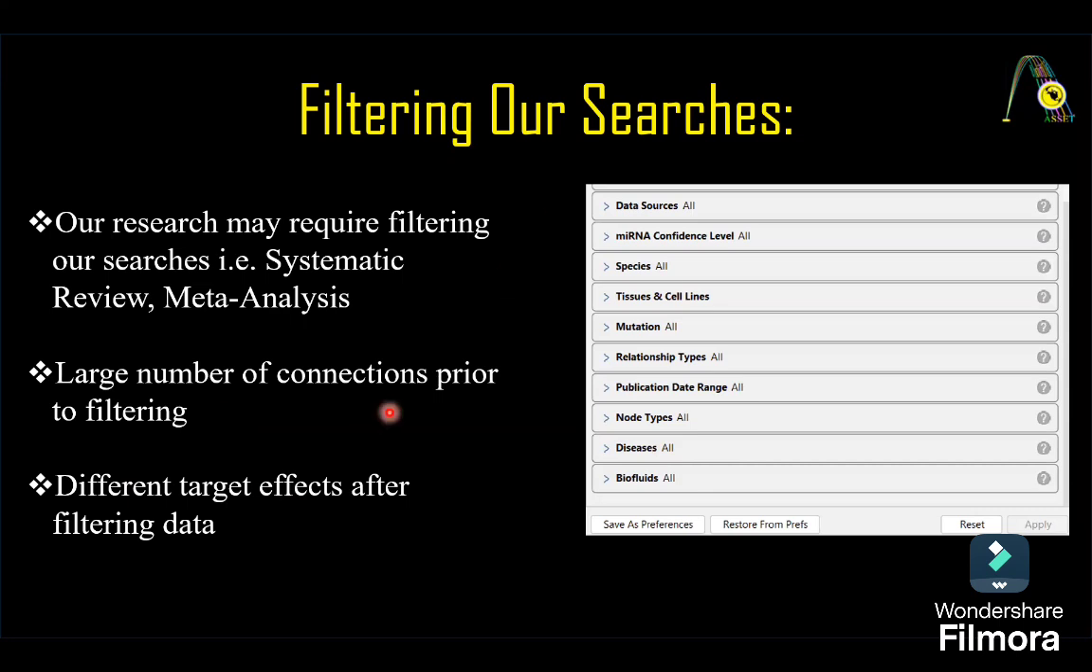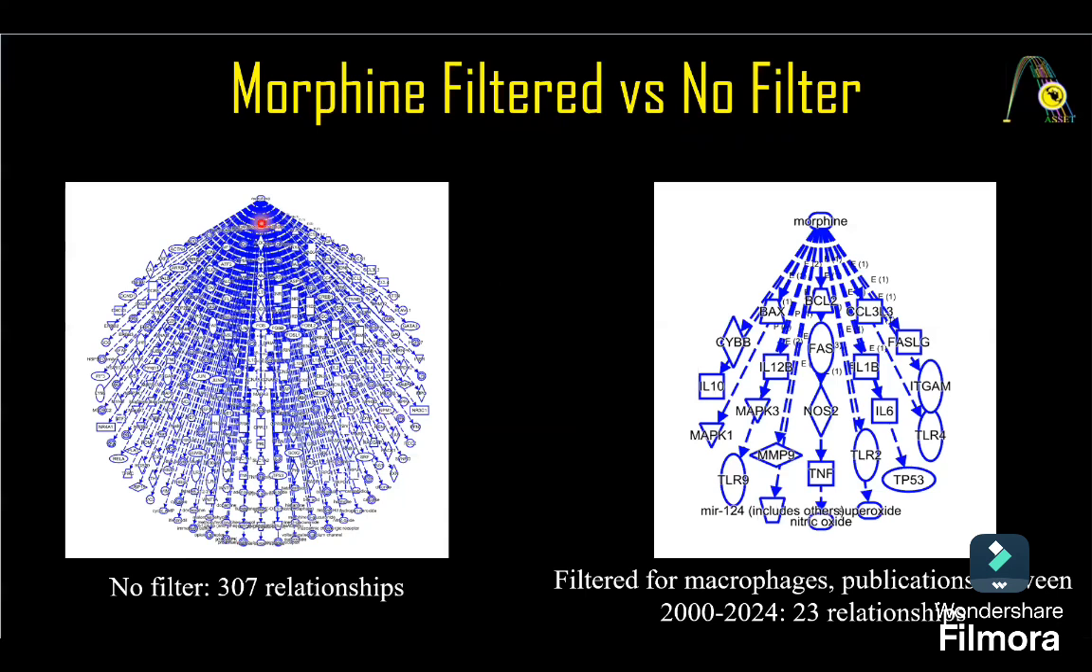So the example that we looked at of how it might look after filtering was with morphine. So morphine over here, this is prior to filtering, we found that there is a total of 307 relationships. And after filtering for macrophages and publications between 2000 to 2024, we found that there were a total of 23 relations. That is a drastic reduction in the total number of relationships.